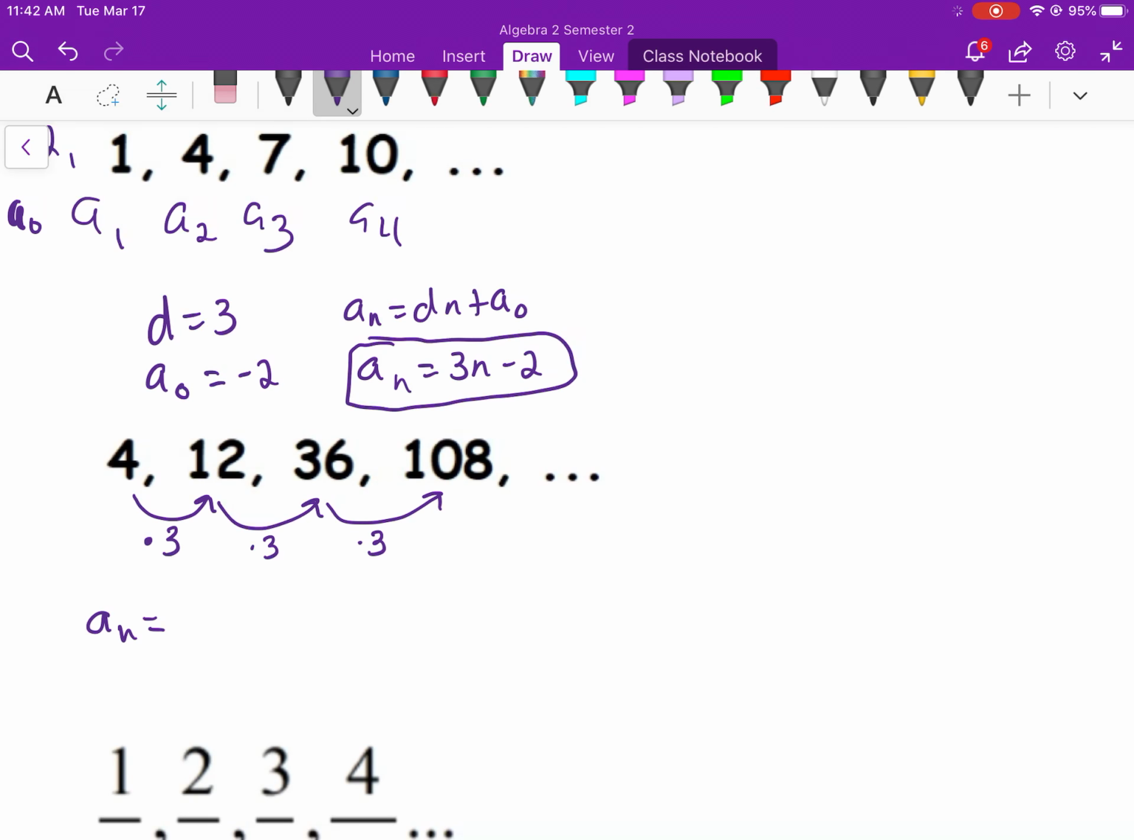What's going to help us find the rule for a geometric sequence is a sub n is equal to a1 times the common ratio to the n minus 1. Okay, common ratio again is just what are we multiplying or dividing by to get to that next term. So in this case, a1 is 4, common ratio, which was times 3, so 3. So our general rule is a sub n is equal to 4 times 3 to the n minus 1, which I'm just plugging those terms in where they should be.